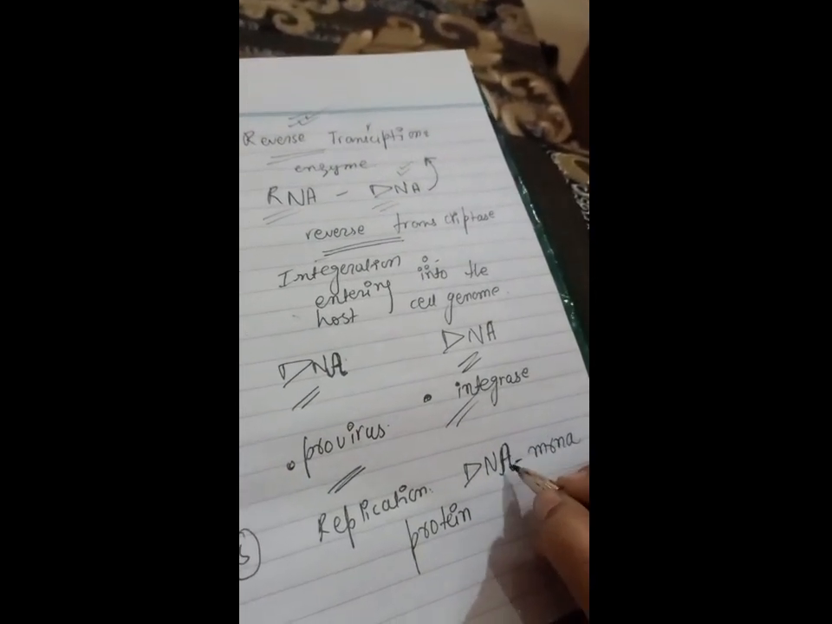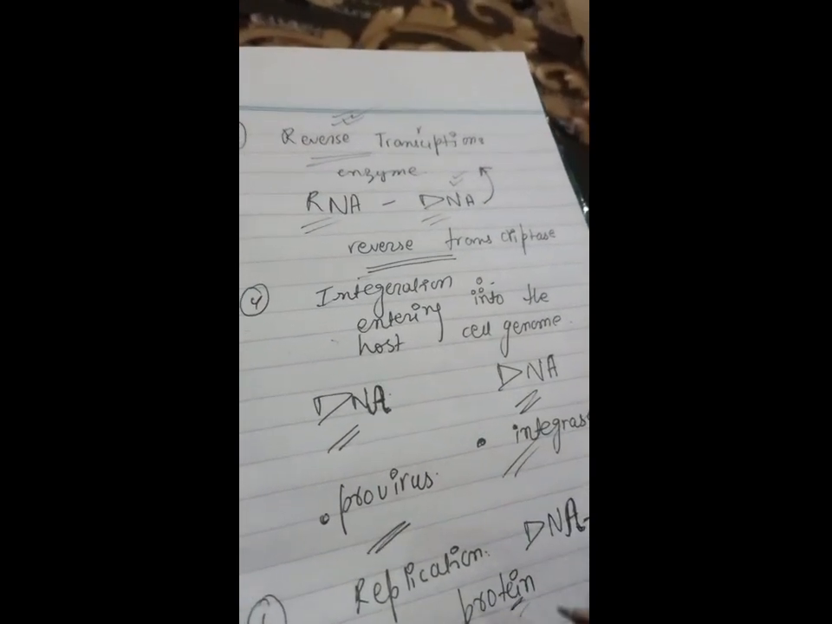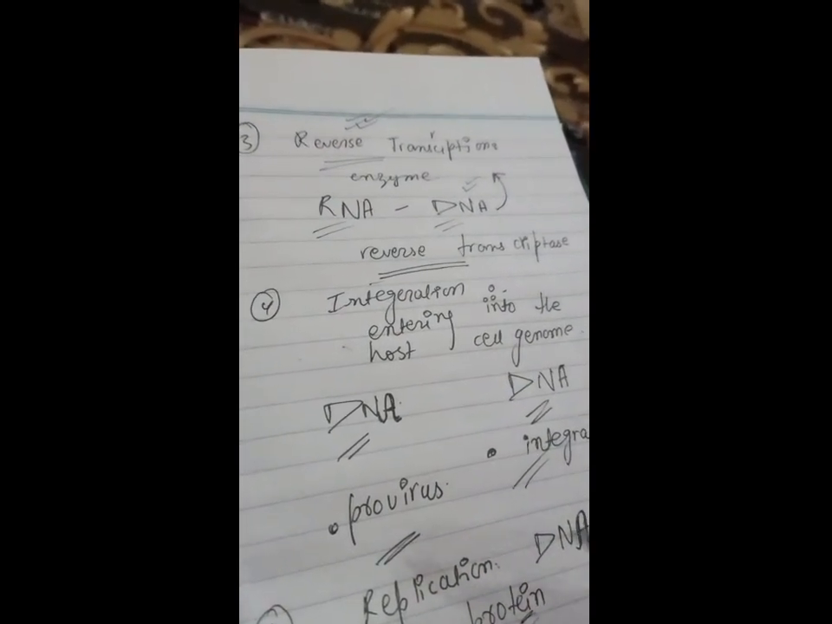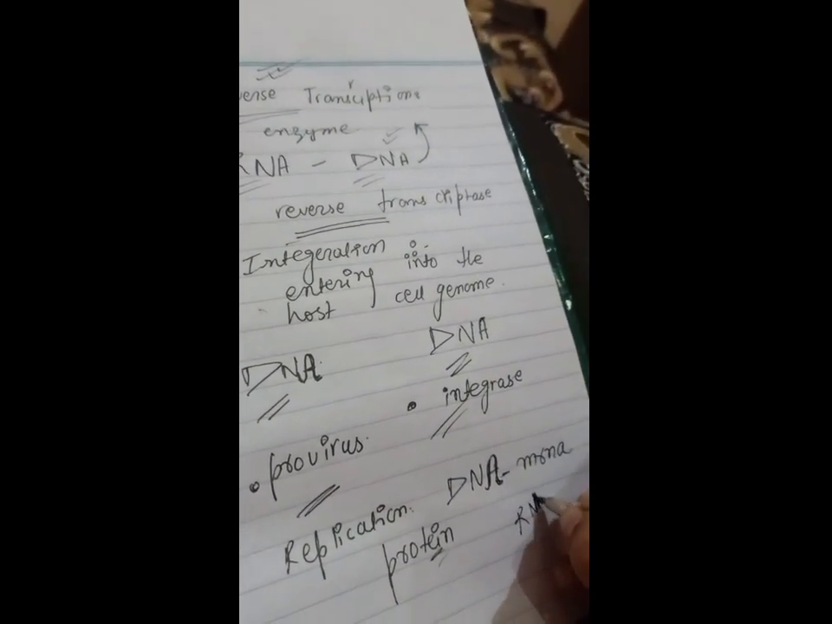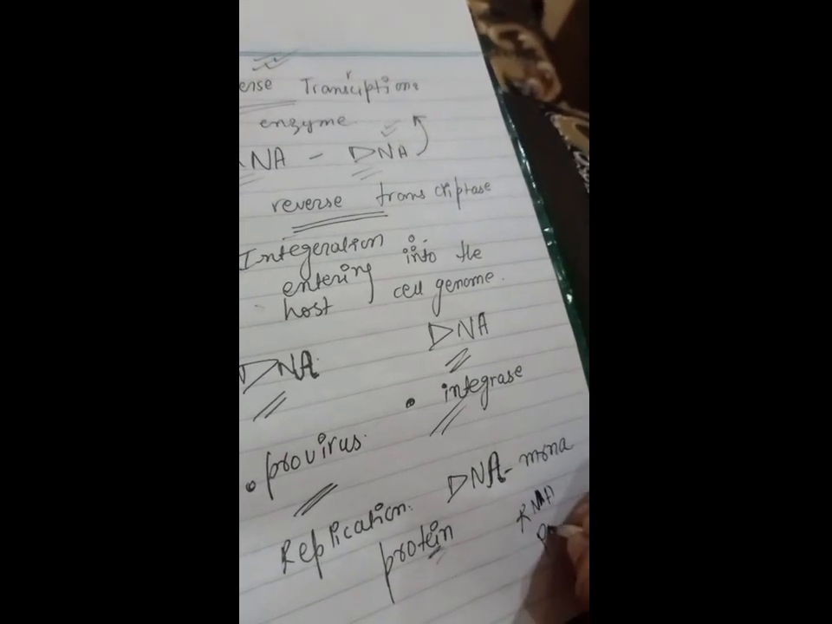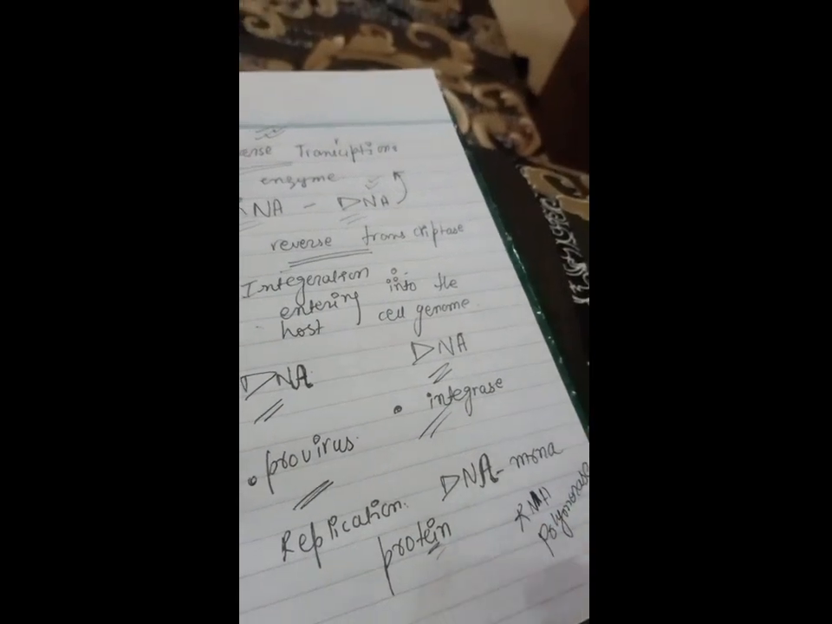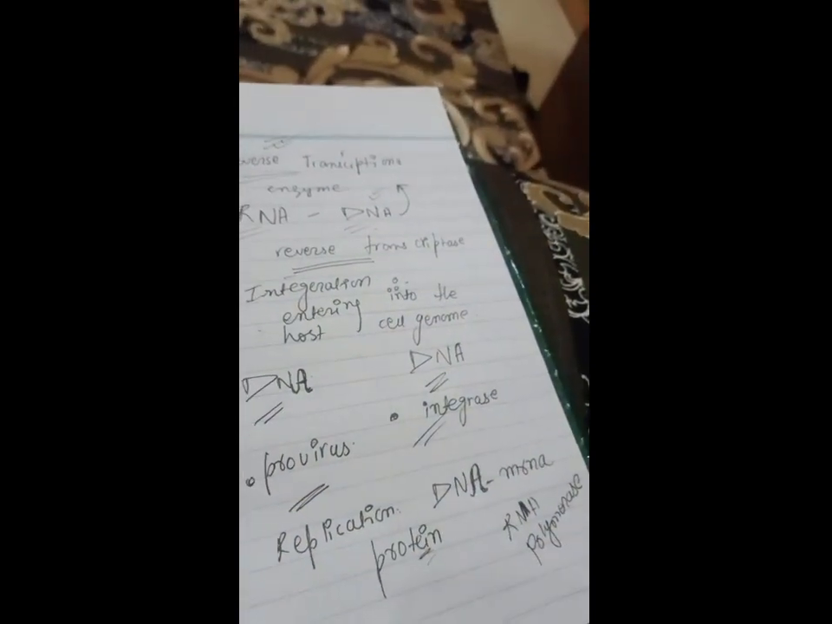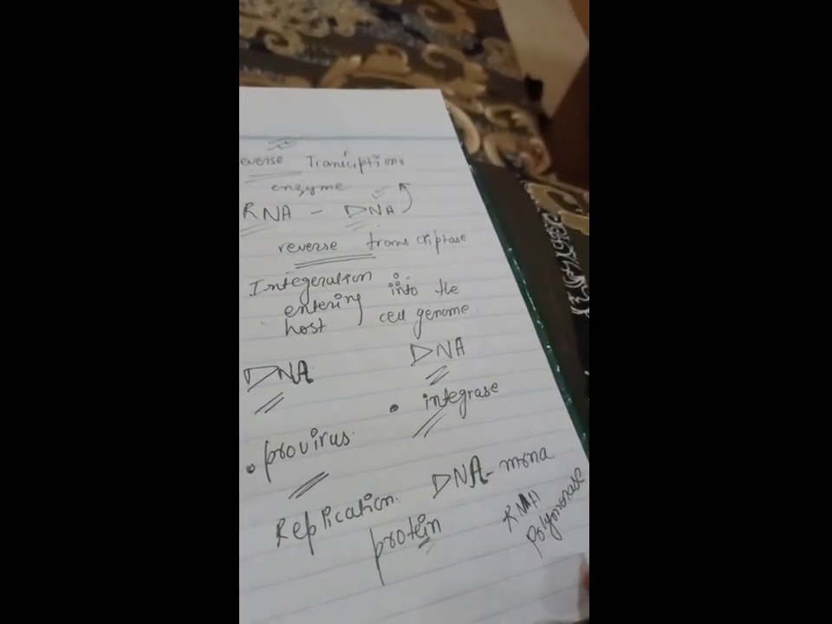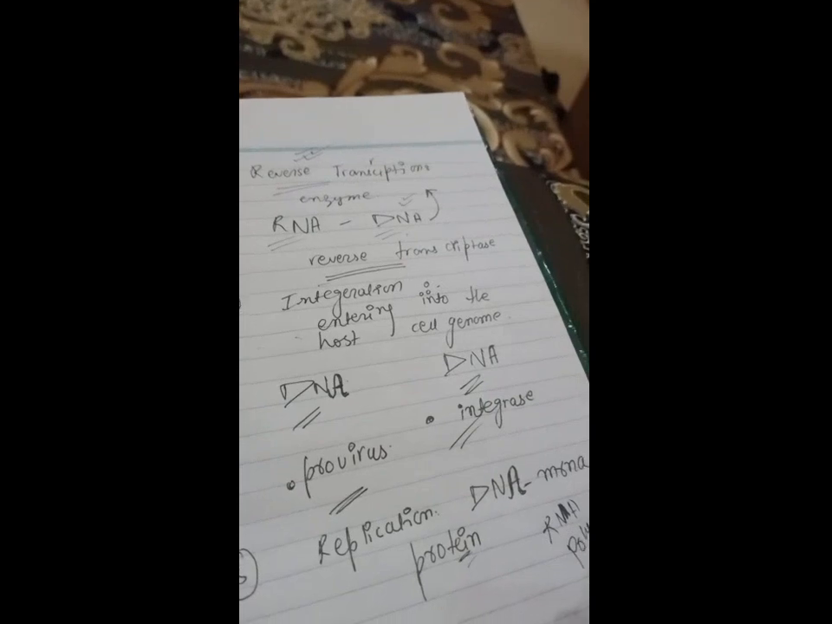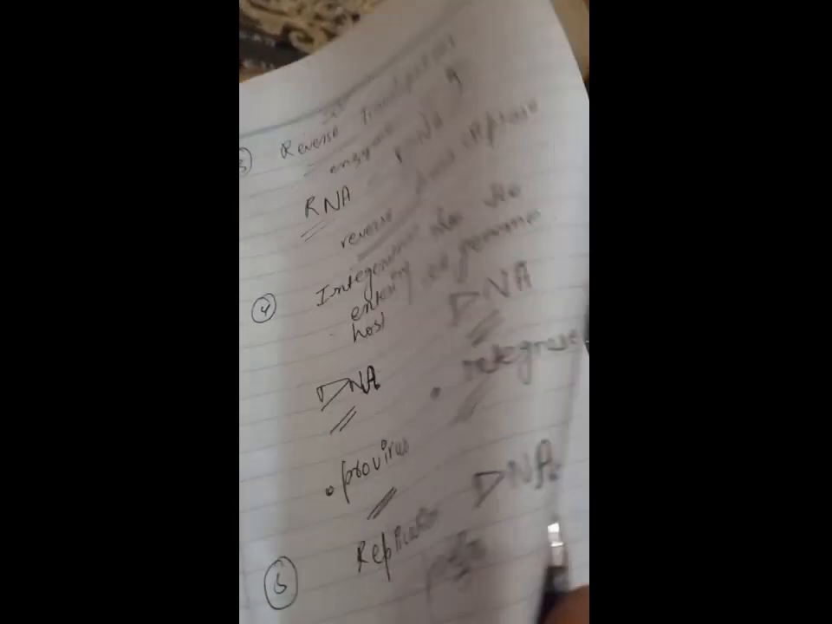So through the DNA the mRNA will be produced, and through mRNA the protein will be produced, with the help of the enzyme RNA polymerase. The protein will be made by the RNA polymerase, which is also an enzyme of the HIV. So the HIV has three enzymes: integrase, reverse transcriptase, and RNA polymerase. RNA polymerase is the enzyme to make the protein. So through the viral DNA they'll be making their own protein.